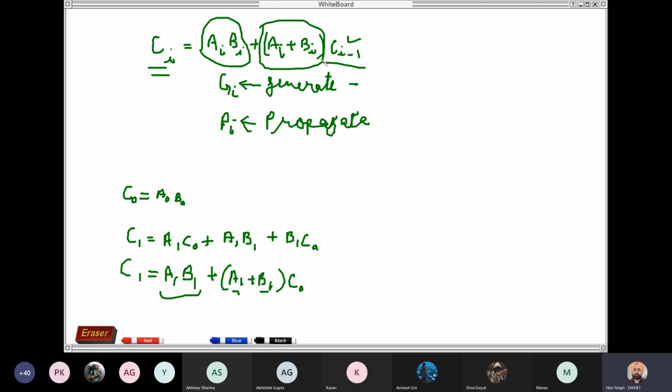So the generate factor is Ai into Bi, and the propagate factor is Ai plus Bi. In this particular expression, it is shown that the carry at any stage depends on the current status of bits Ai, Bi and the status of the previous carry.